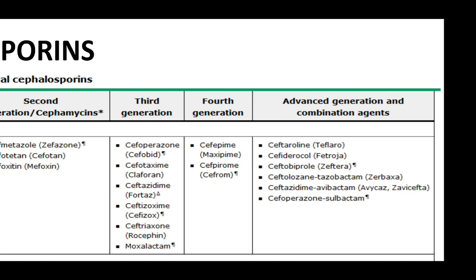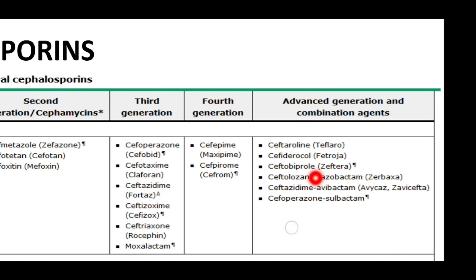Now let's move on to the fifth generation cephalosporin. It consists of ceftaroline. This has an action similar to that of ceftriaxone with improved gram-positive coverage. However, when we consider all the cephalosporins together, third generation cephalosporins are mostly preferred because of their broad spectrum coverage and lesser side effects.